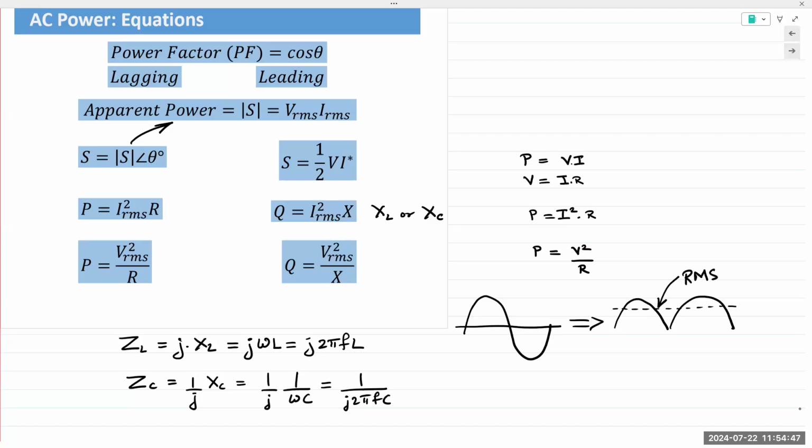So Q, reactive power for the inductor, would be I RMS squared times XL. QC would be I RMS squared times XC. Same thing for voltage, VRMS squared divided by XL or VRMS squared divided by XC.